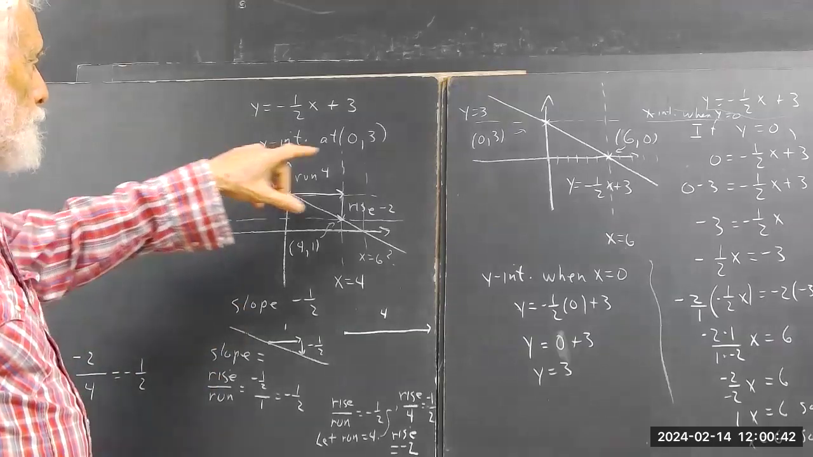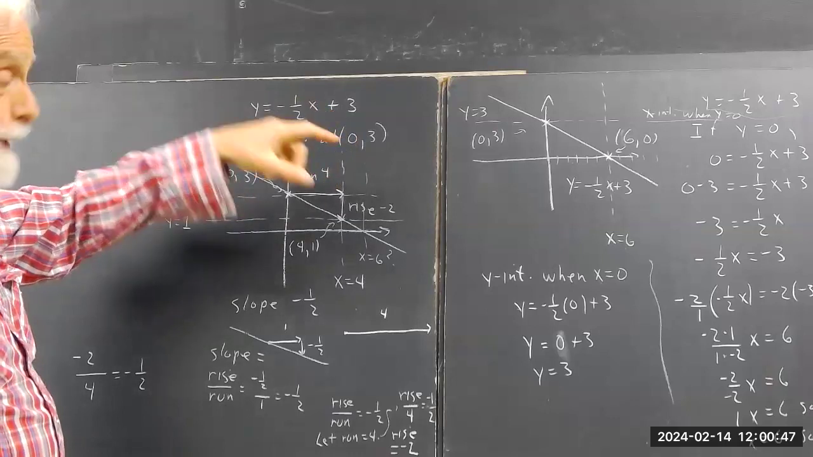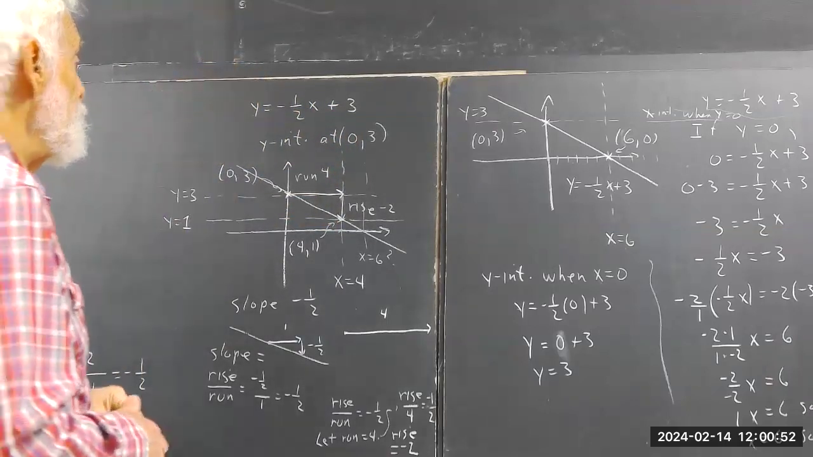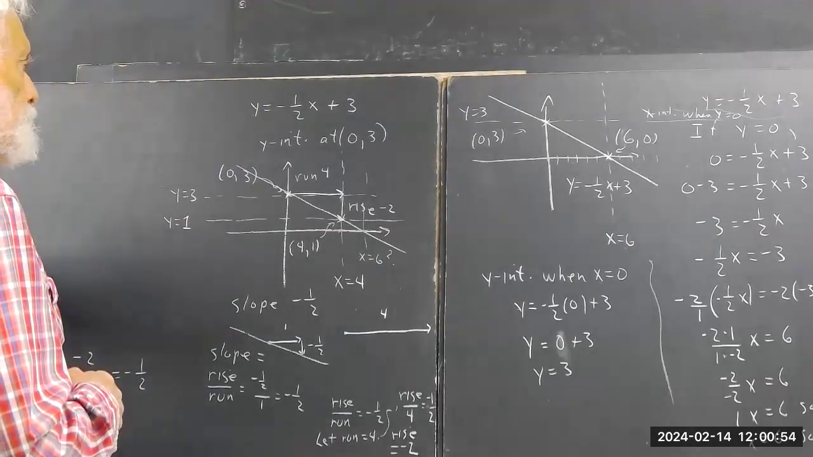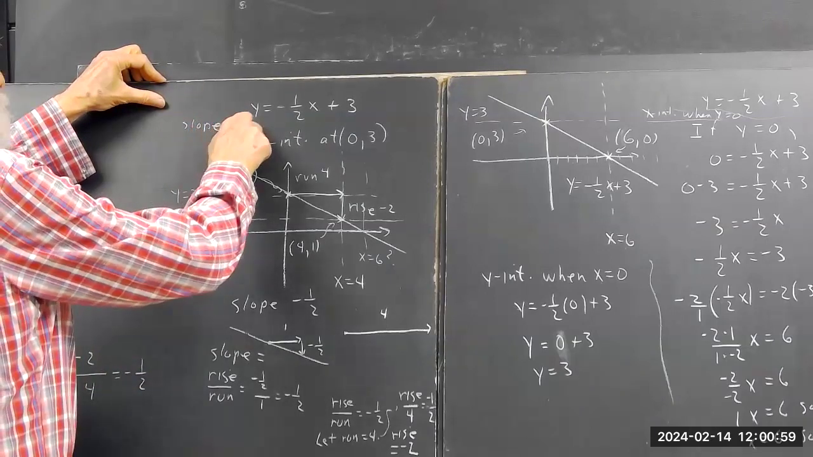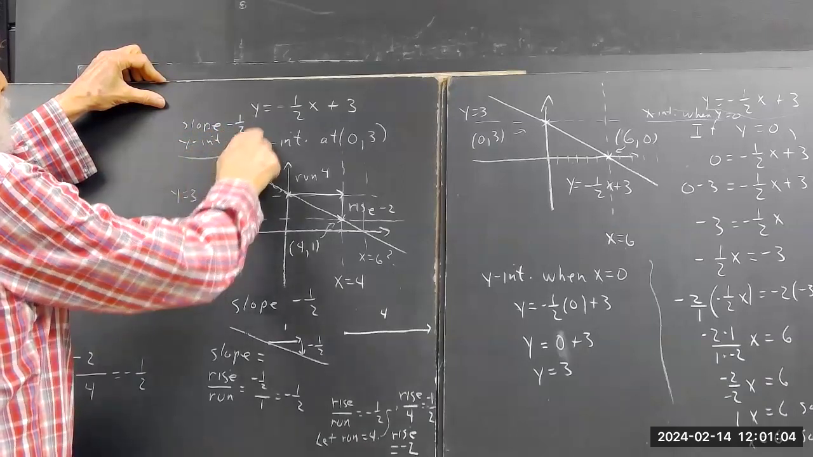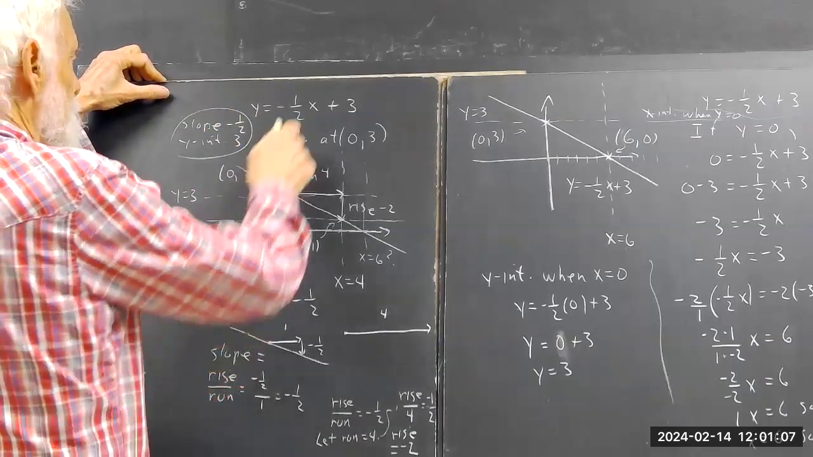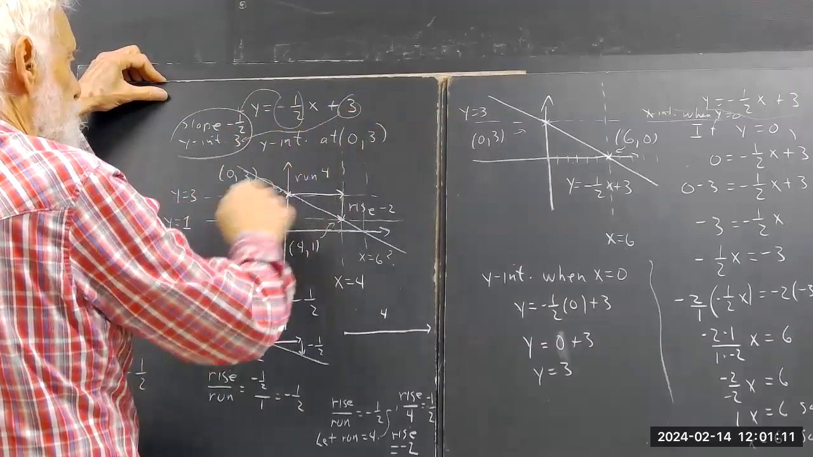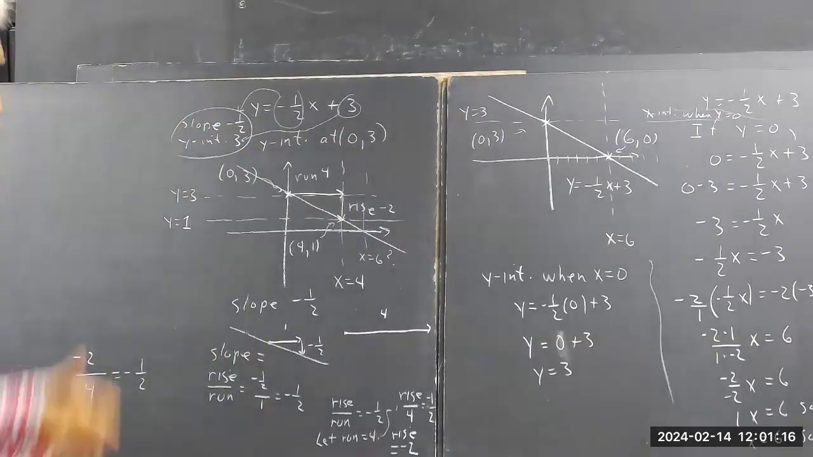First of all, the y-intercept is at (0, 3), because this is slope-intercept form. It's y = mx + b. b is 3, m is -1/2. Okay. So we say, okay, slope -1/2. The y-intercept is your 3. And the -1/2 is your slope. The 3 is your y-intercept. So the y-intercept occurs at the point (0, 3), because x is 0.